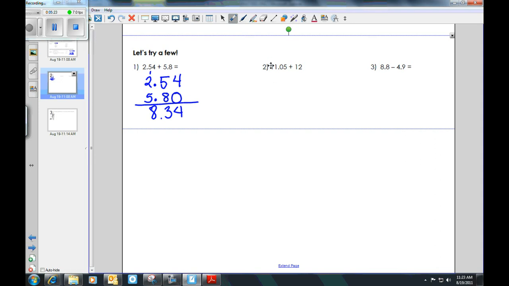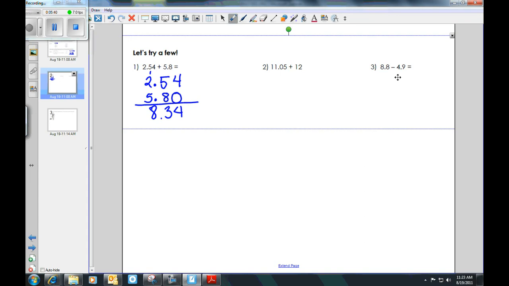All right, we're going to skip number 2. You're going to do that one on your own. You have 11 and 5 hundredths and 12. You need to figure out how you're going to put a decimal in this number to make it line up 12 ones with 11 ones.